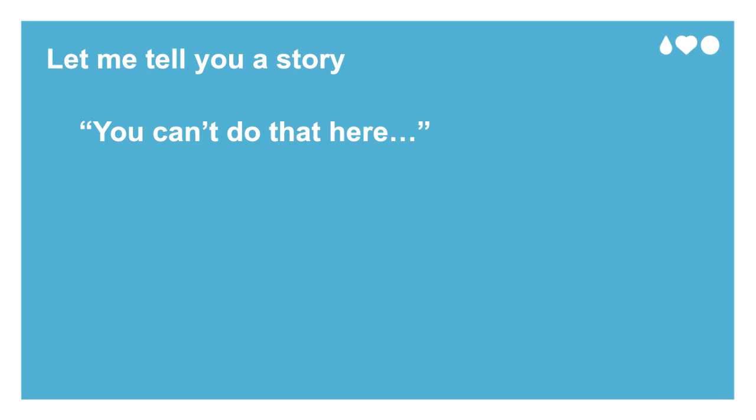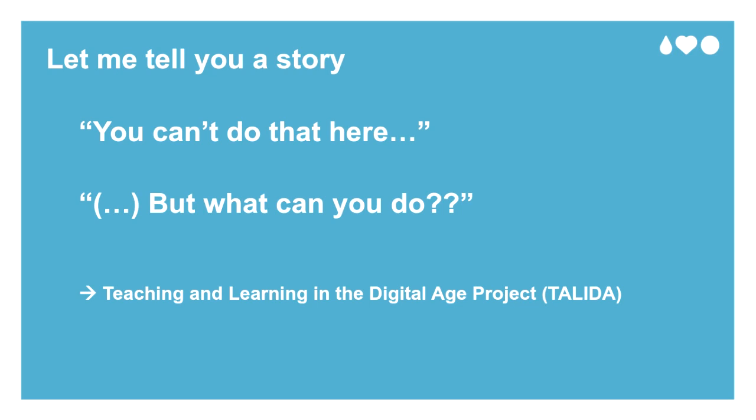Whenever Rob said something fun that you could do in Canvas, Magnus said, "You can't do that here. You're not allowed to do that here. The rules and regulations don't allow you to do that here." So after a while, Rob got pretty annoyed and said, "But what can you do?" And fast forward a few years, Magnus and Rob were running a project together.